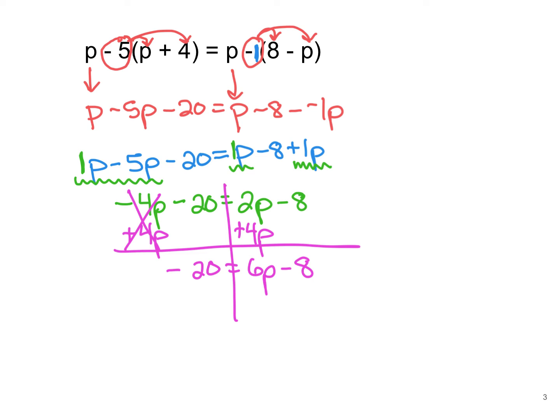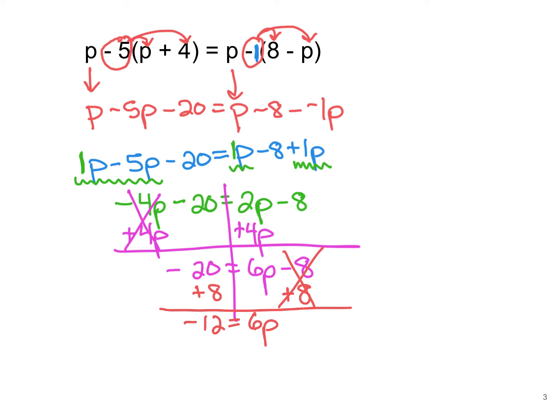So then now I want to see who wants to be with the -20. Is it 6p or -8? It's -8 wants to be over here with his friend. Opposite of minusing 8 is adding 8. So now I have -20 plus 8. So what is -20 plus 8? That is -12. Then I have 6p, and then positive 8 and -8 cancel each other out.